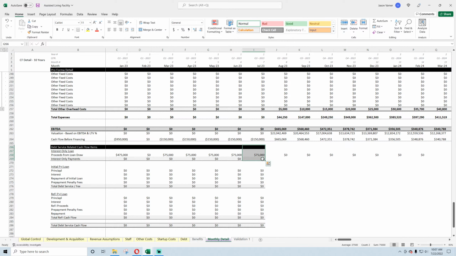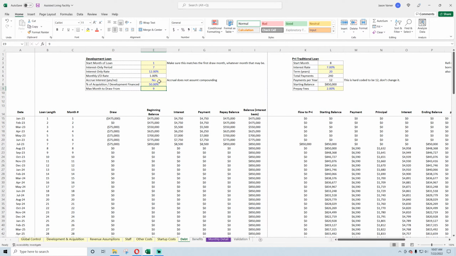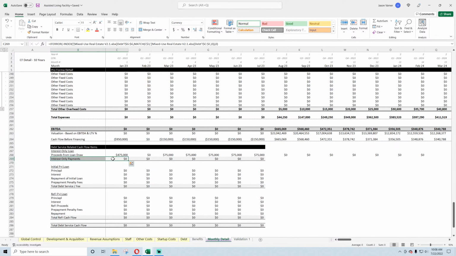So there's that. Now we have interest only payments. So this is if we're accruing the interest, nothing will come in here. So if we hit yes here, we have no payments, it just accrues to the principal, then it'll flow over to the initial loan. But if we hit no, there's going to be some interest payments, which will then come out of equity requirement as well. Let's see, so that's column G.